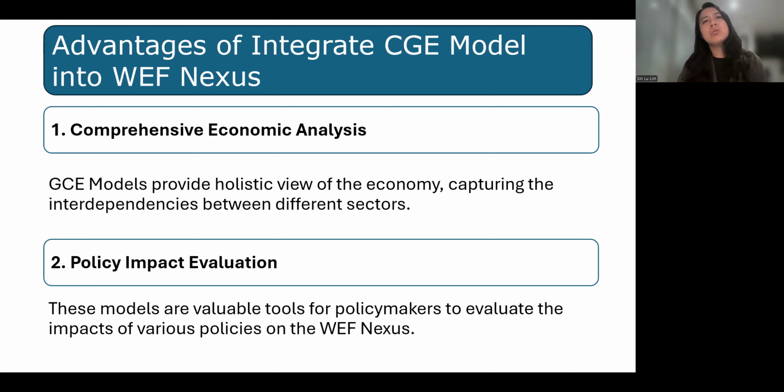Next, it can also act as a policy impact evaluation tool for policymakers to evaluate the impact of the various policies of the WEF Nexus. For example, government can simulate the effect of water pricing, energy subsidy, and agriculture policy, helping to identify the most effective strategy for sustainable resource management.